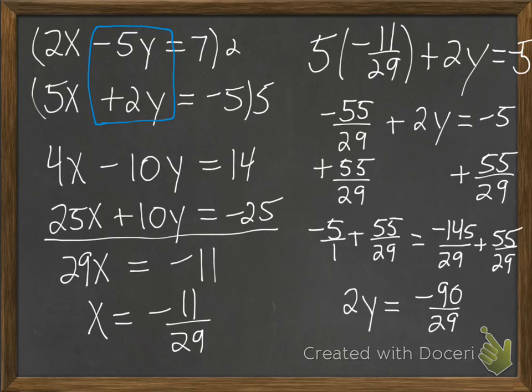So at this point, we want to solve for y, so we can divide by 2. Remember, though, that dividing by 2 is the same as multiplying by a half. So on the other side, you can think of it as just multiplying by a half, leading me finally to y equals negative 45 over 29. So now I know what y is, and I know what the x-coordinate for my point is.